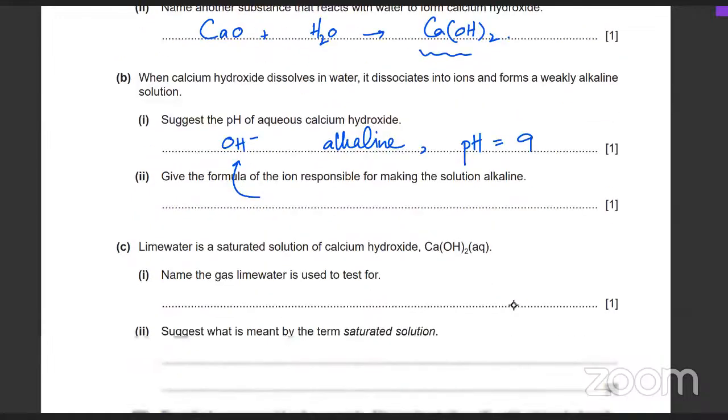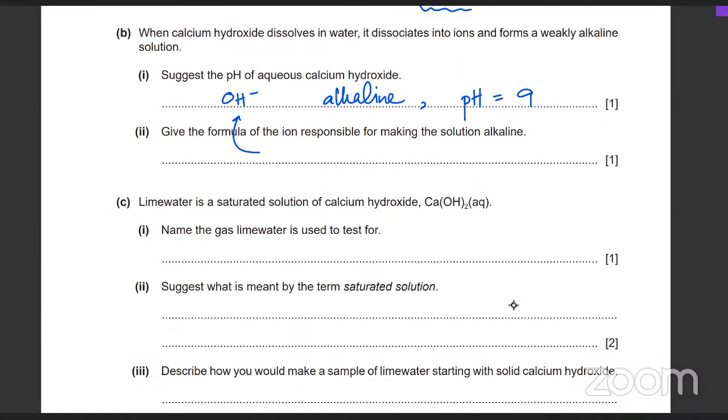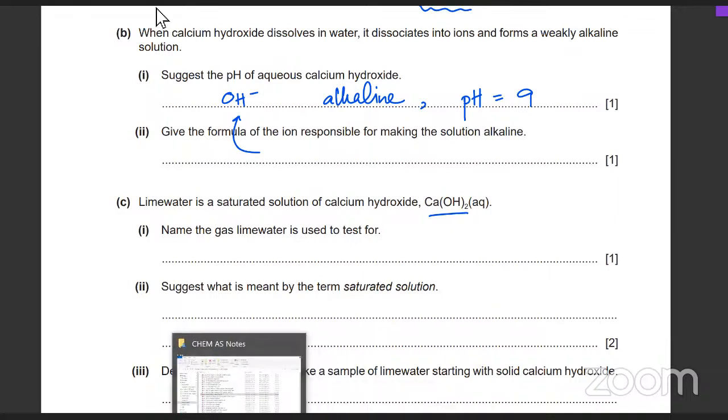So lime water is a saturated solution of calcium hydroxide. So lime water is calcium hydroxide, by the way. Then the gas lime water is used to test for. This is test for cations. ठीक है. कौन सी गैस होती है जिसमें लाइम वाटर डालते हैं टर्न्स मिल्की?